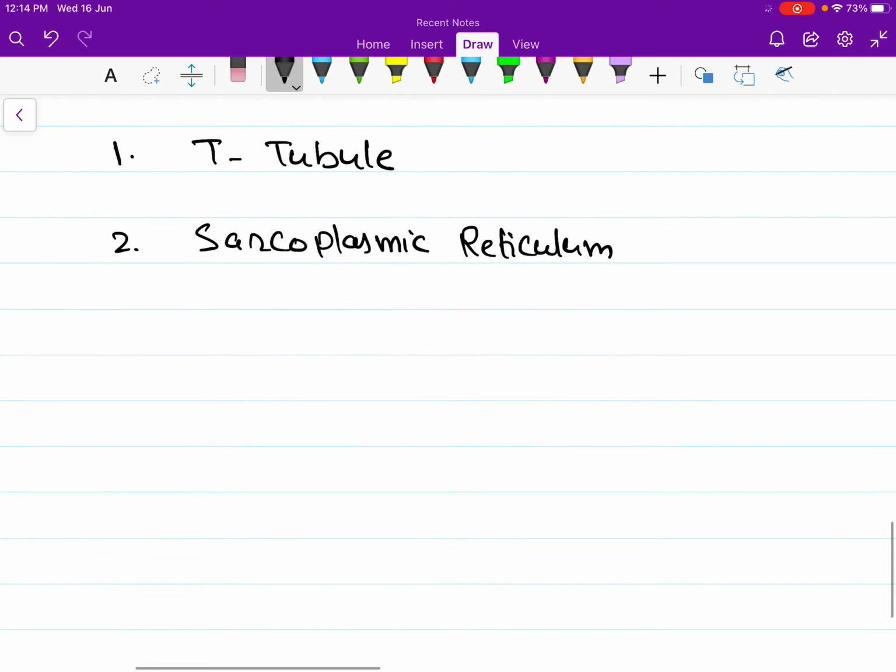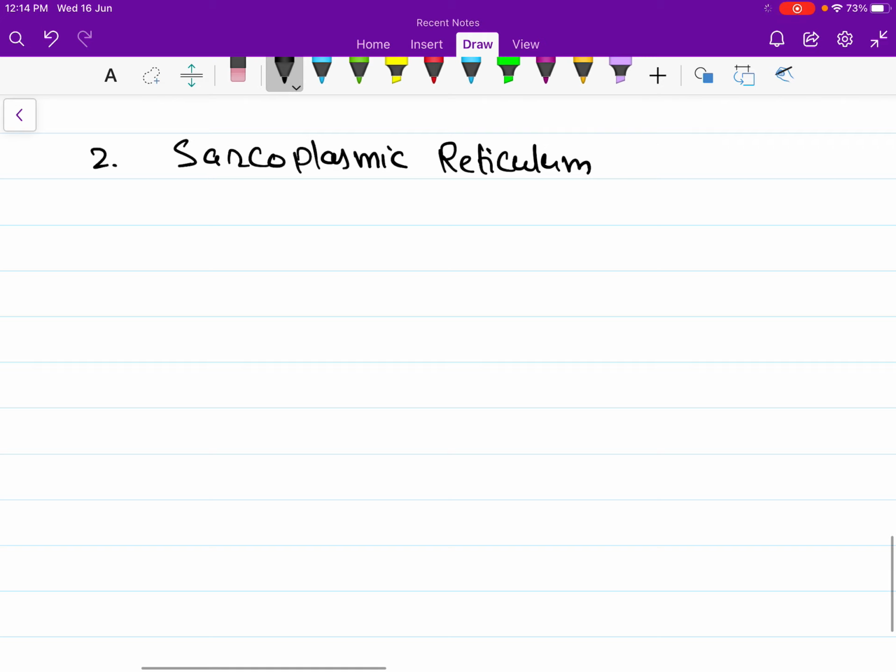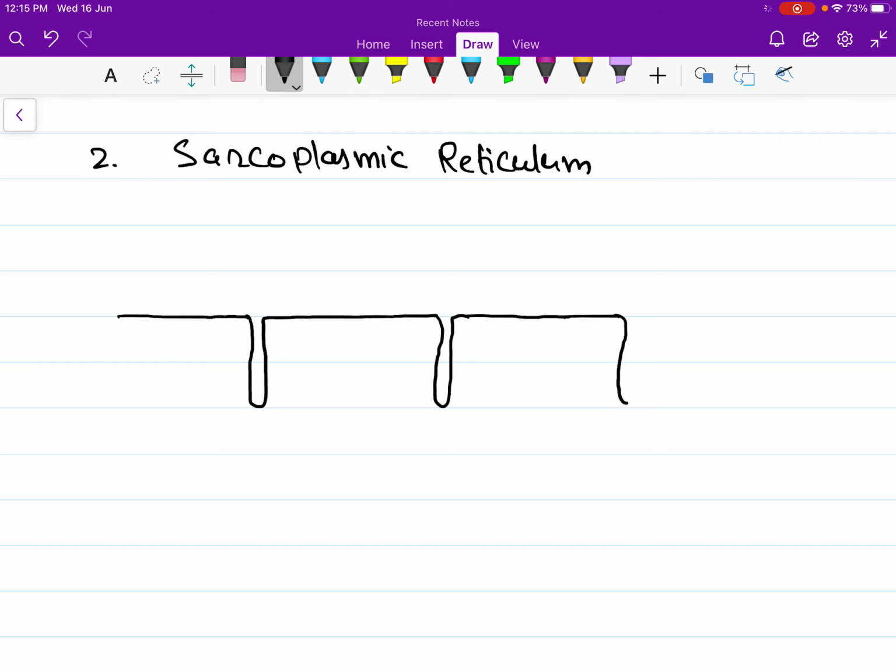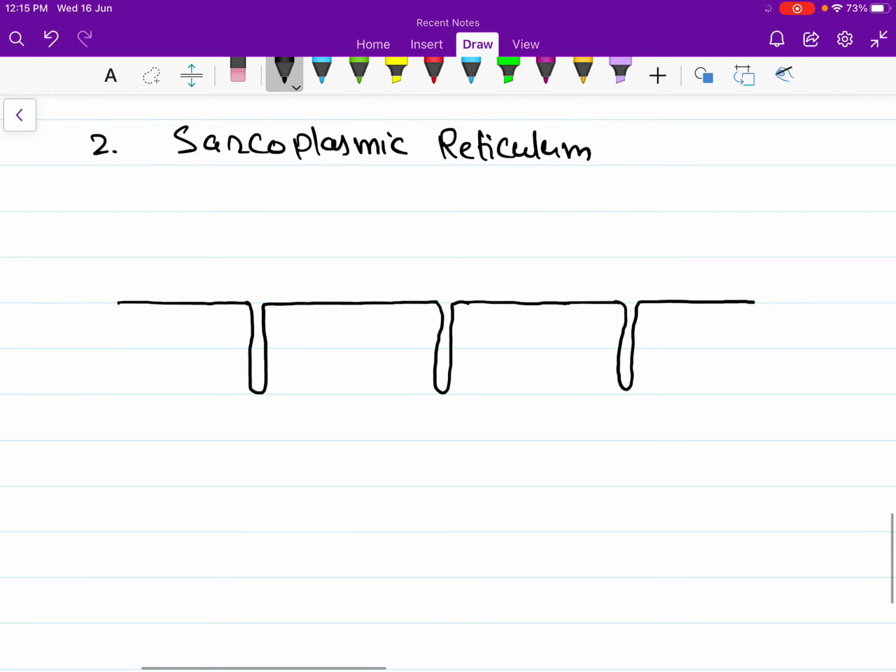Now what is this T-tubule? If we show it diagrammatically, the sarcolemma, which is the plasma membrane of a muscle fiber, is drawn inwards at regular intervals at some places, and those invaginations are called the T-tubules. The invaginations of the sarcolemma that innervate into the sarcoplasm are called T-tubules because they resemble the letter T. As you can see, these resemble the letter T, therefore they are called T-tubules.